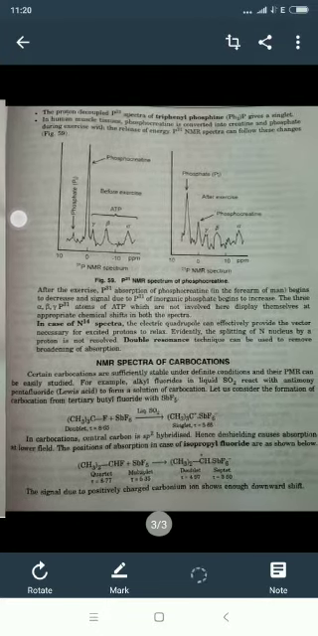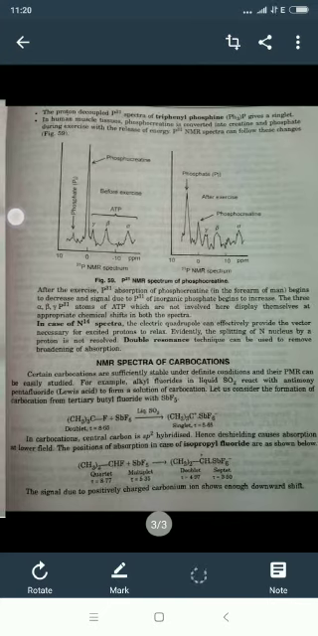of phosphocreatine in the forearm of man begins to decrease and the signal due to the inorganic phosphate begins to increase. The three alpha, beta, gamma phosphorus-31 atoms of ATP which are not involved display themselves at the appropriate chemical shift in both these spectra.